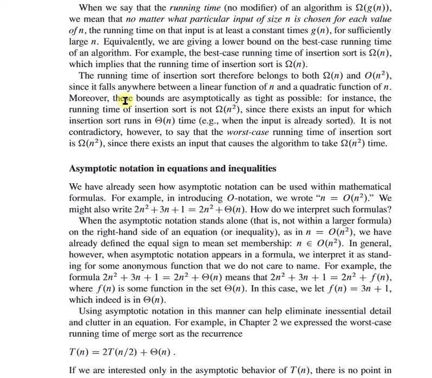For example, the best case running time of insertion sort is omega of n, which implies that the running time of insertion sort therefore belongs to both omega of n and big O of n squared, since it falls anywhere between a linear function of n and a quadratic function of n. Moreover, these bounds are asymptotically as tight as possible. For instance, the running time of insertion sort is not omega of n squared, since there exists an input for which insertion sort runs in theta of n time, when the input is already sorted.